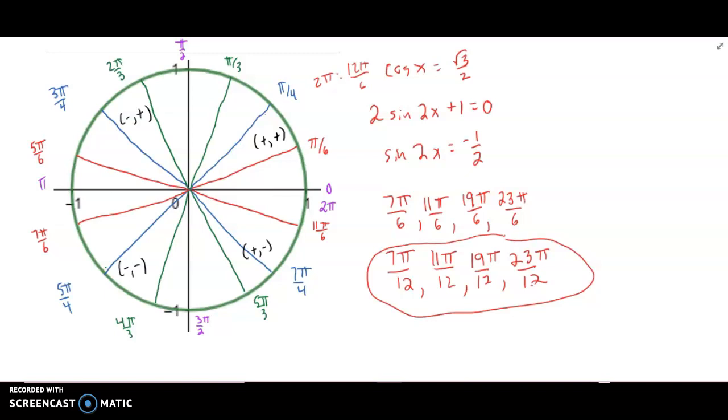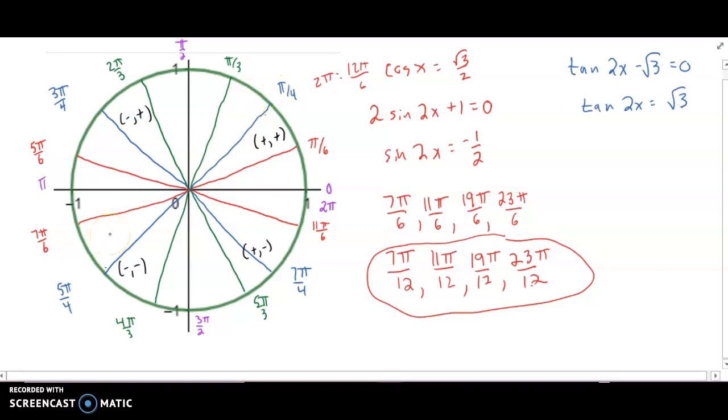Let's do another one that's a 2x. Let's try tangent of 2x minus root 3 equals 0. Now, very similar to this one, we're going to start by bringing some stuff over. Tangent of 2x equals the square root of 3. I've got tangent by itself, so now I'm trying to figure out where it is equal to the square root of 3. First of all, which quadrants am I in? I'm in quadrant 1, and I'm in quadrant 3.